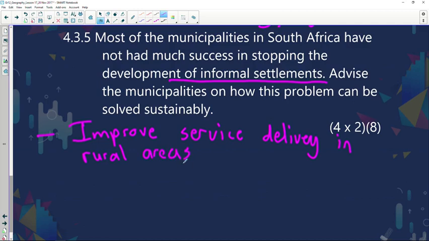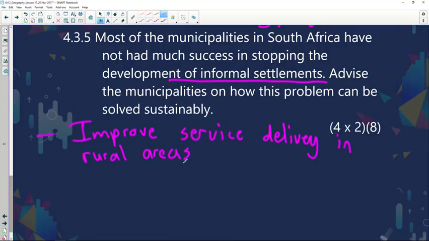Now, we looked at the previous questions and we said the reason why informal settlements are growing and popping up is because of the rural-urban migration, because people are not happy with the services that they receive in the rural areas. And eventually with all these people coming over, it puts strain on the local municipality delivering services because there are many more people. In this case, that's probably the most important one. Improve the service delivery in rural areas, because if you improve it, it means that people don't want to move away from the rural areas and they will stay put.